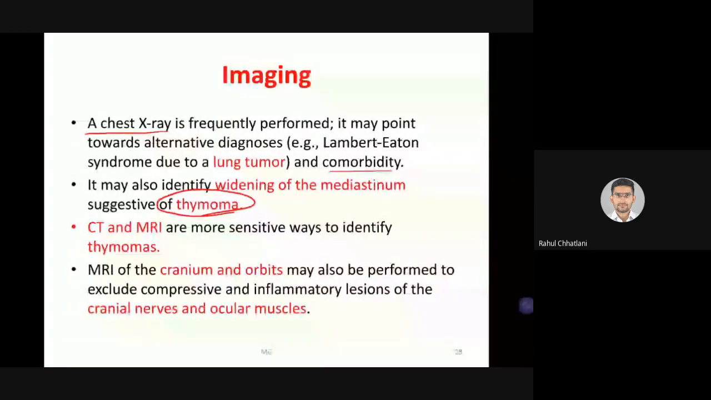Yes, MRI of cranium and orbits may also be performed to exclude compressive inflammatory lesion of the cranial nerves and ocular muscles. Now we need to get clear that there is no involvement of brain or any other meninges, the whole head. So if anything as such is seen in CT scan or MRI, then it is not myasthenia. But if it is not seen and we see only the involvement of ocular muscles and lower cranial nerves, then we can say yes, this is more of myasthenia gravis and not any other condition.